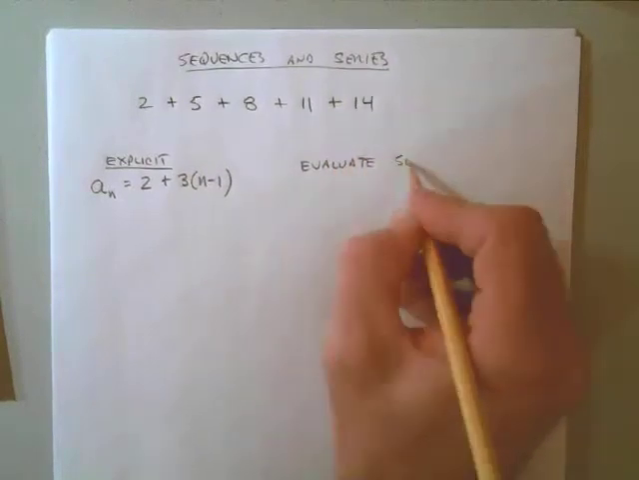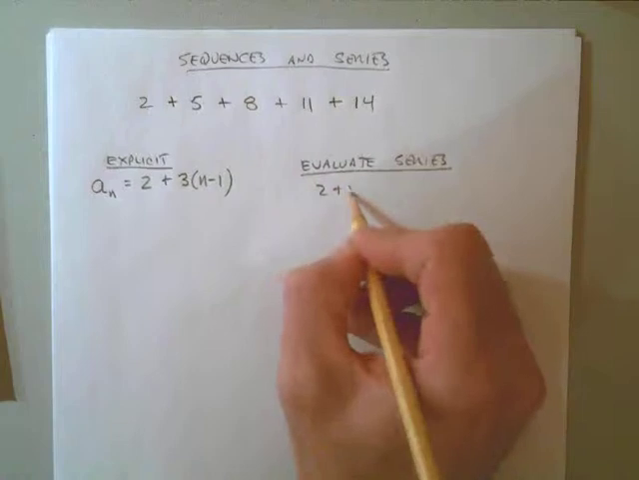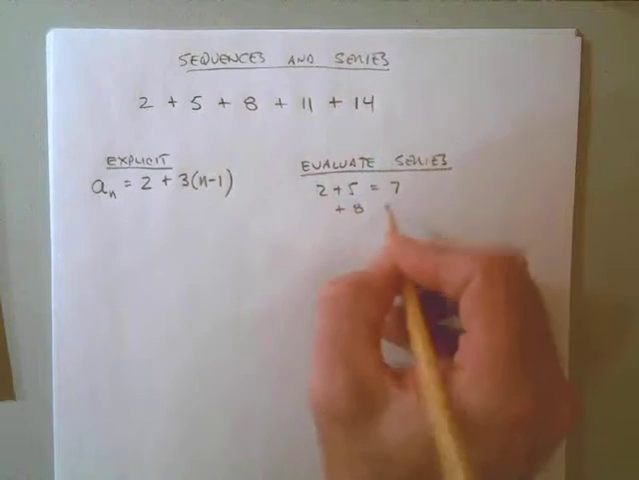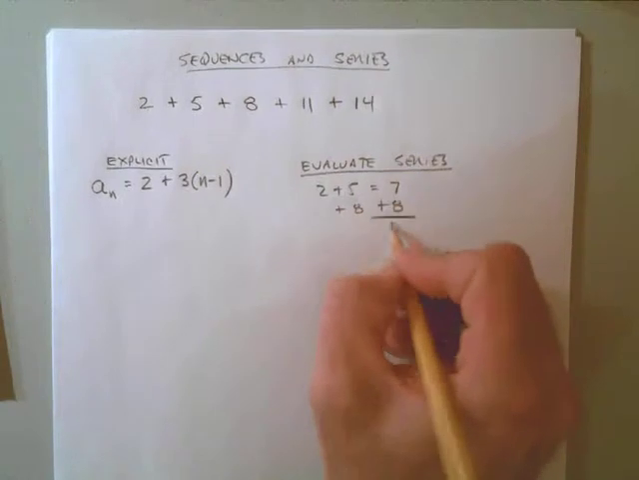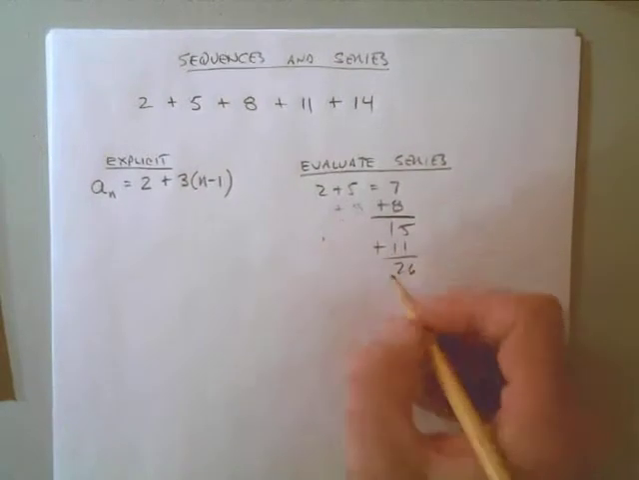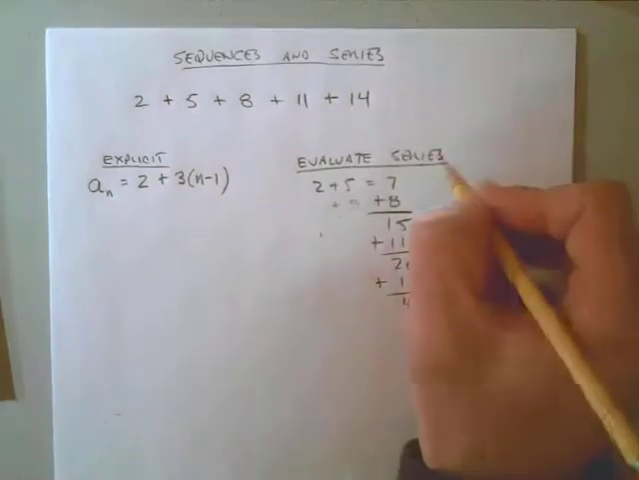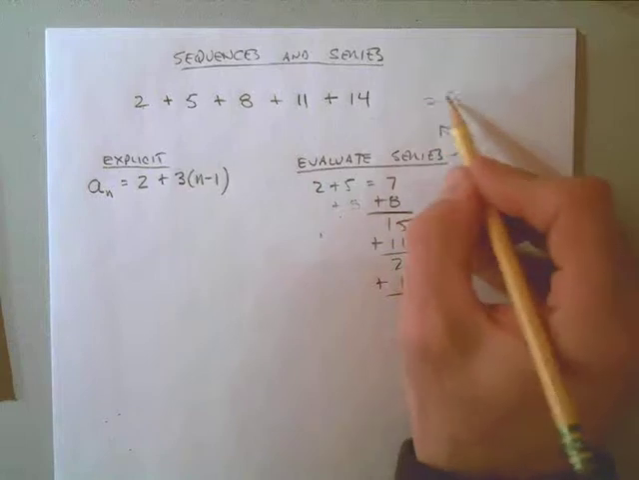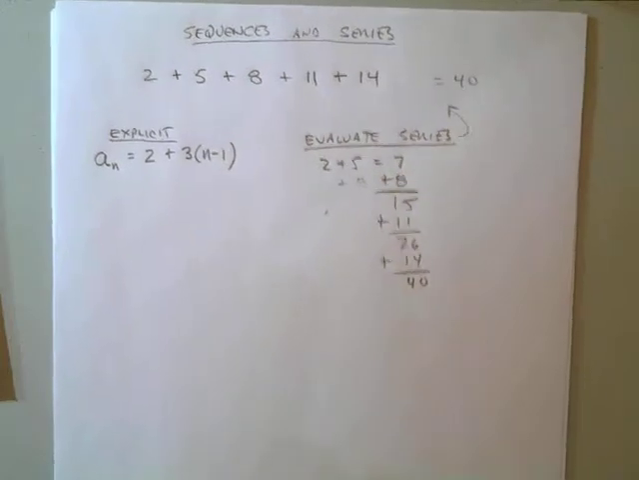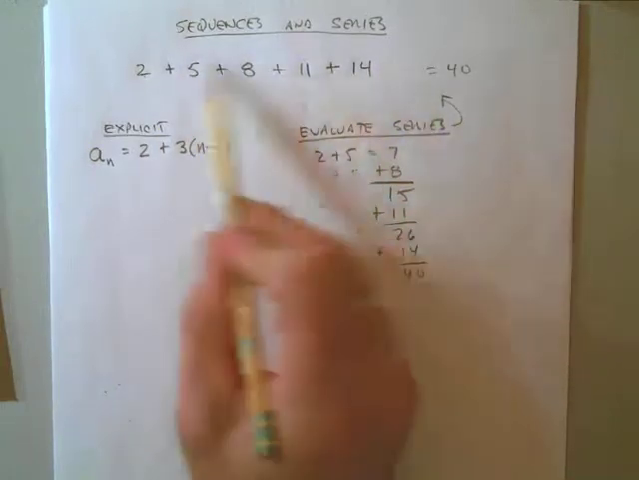Now, if we wanted to evaluate the series, we would add all of these numbers together. We would do 2 plus 5 is 7, and then we would add the 8, which makes 15, and then we would add the 11, which makes 26, and we would add the 14, which makes 40. So to evaluate this series, we would find out that it equals 40.